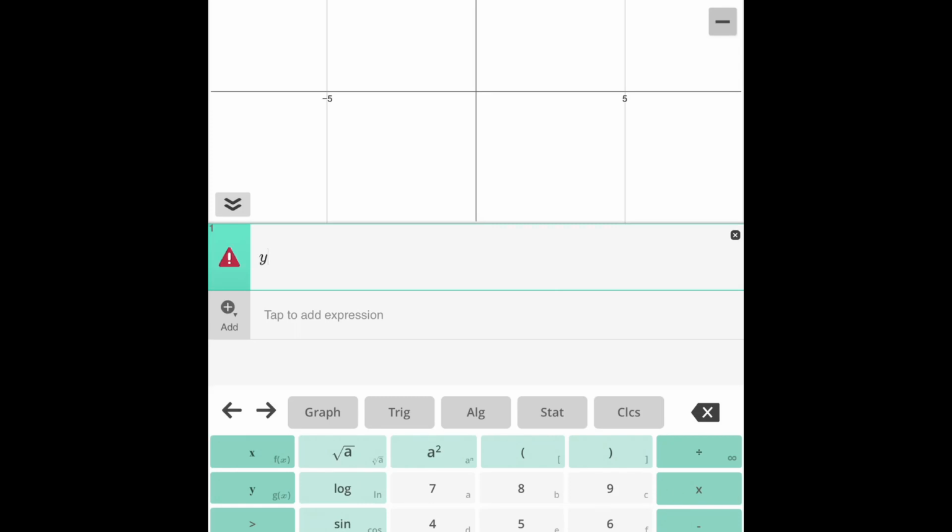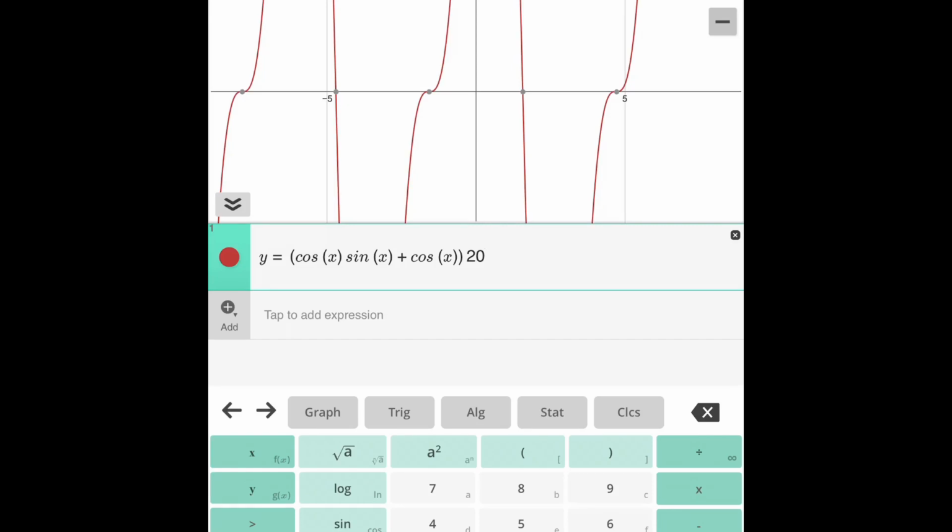Okay. And so then at this point, if you wanted to, you could just graph this. So we could try doing that. If we graph this function using X instead of theta, and Y instead of V, this would be cosine X times sine X plus cosine X.